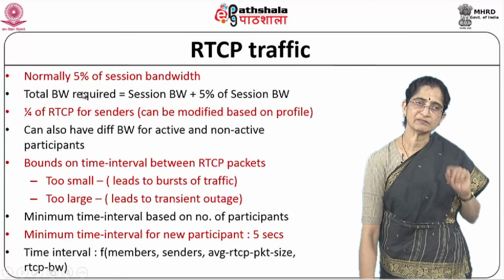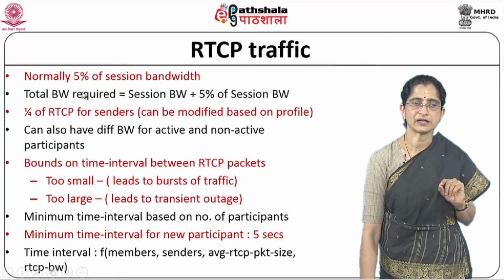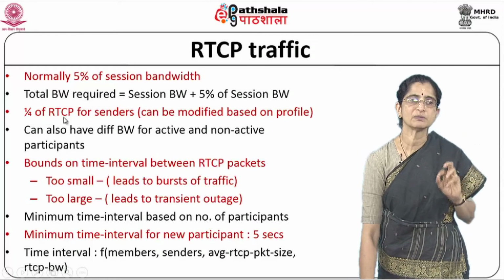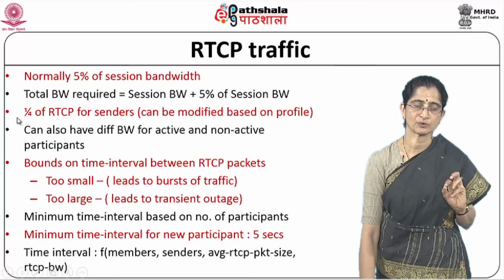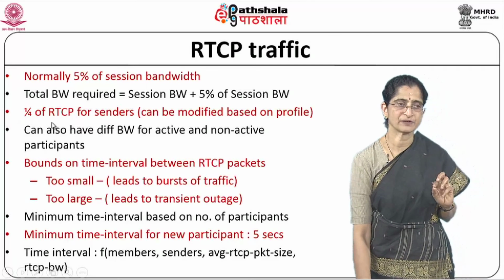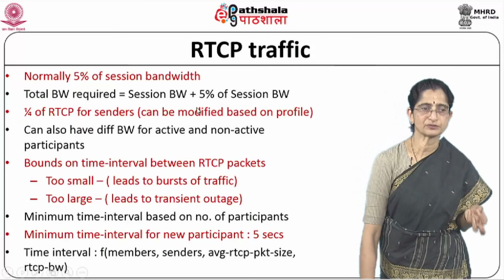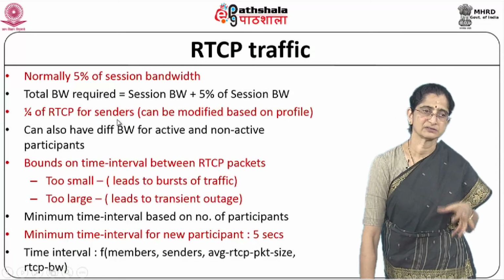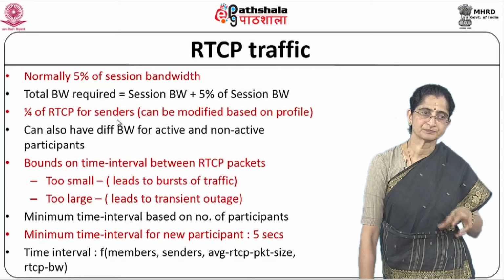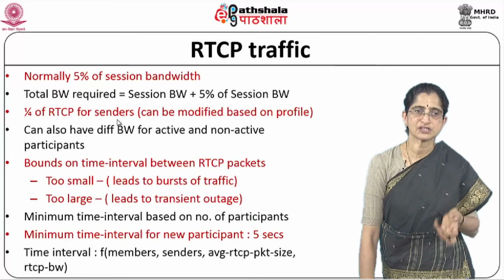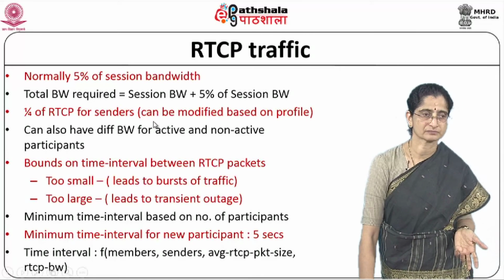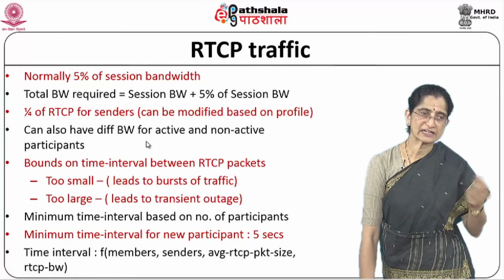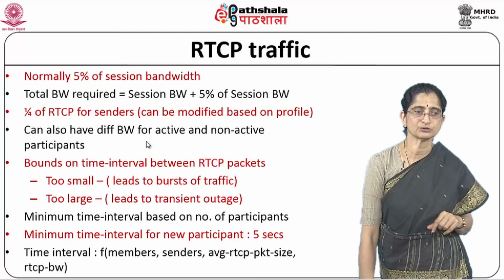And we said that out of RTCP's reserved bandwidth, 1/4 will be used for senders. Of course, it can be modified based on the profile, but normally 1/4 of the available 5% is reserved for senders, and the rest, 3/4 of the 5%, has to be shared by the receivers. Now, you can also have different bandwidth for active and non-active participants. That is also a possibility.